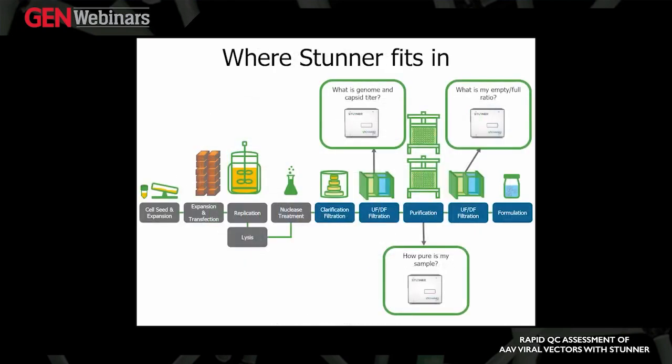In the next case study, exploring some data outside of the Gen Biotech publication, I want to look at the questions Stunner can answer at different steps in the AAV manufacturing process. Because Stunner requires a purified sample above a concentration of 1E12 capsids per mL, the samples we'll be looking at come from the downstream purification steps in the AAV production process.